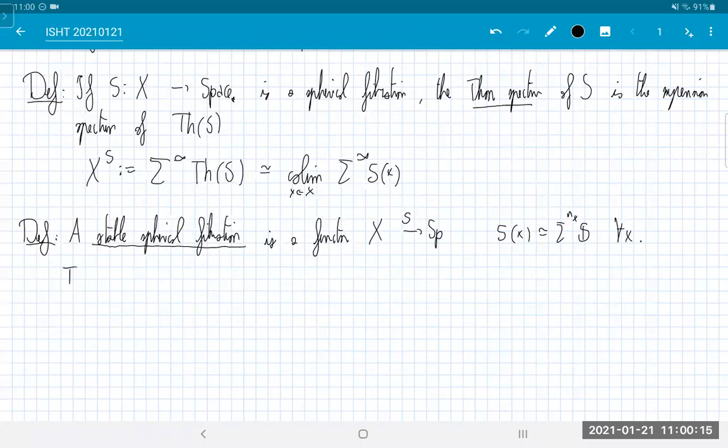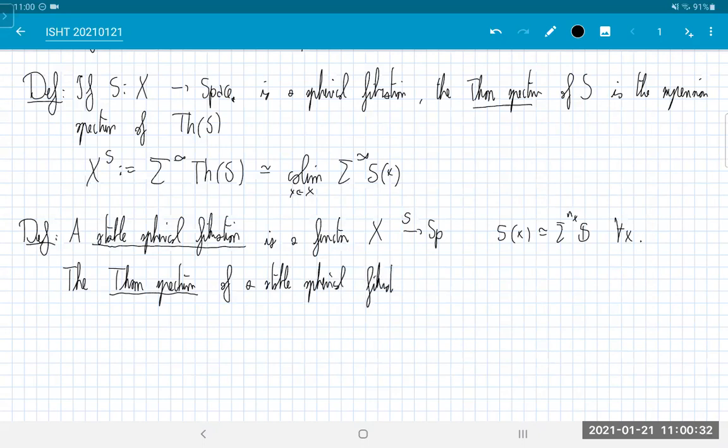And the Thom spectrum of a stable spherical fibration is just its colimit. And I'm still going to write it X^S. Yeah, you should have all the time to discuss orientability. So let me give you some examples first.